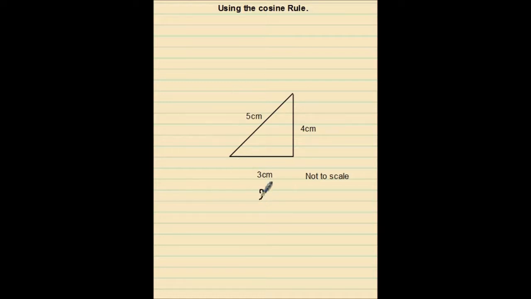Well, 3 squared is 9, 4 squared is 16, and if I add these together, I get 25, which is the square of the largest side. So we've used Pythagoras the other way around. This is a right angled triangle since Pythagoras works.